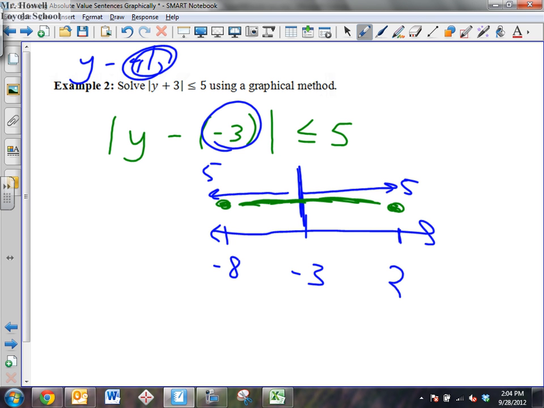Okay? In calculus, we call these locations here critical points. And they're critical points because they're either my endpoints of a solution or they're the beginning of 2 or statements. The beginning of 2 or statements.